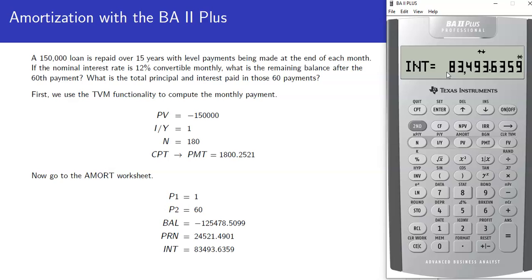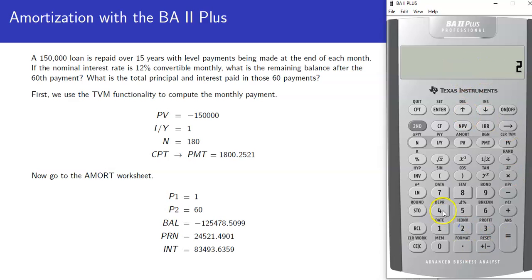And we can check that those numbers make sense because we know what the total amount of payments we've made. We know that we're making payments here of $1,800.25 roughly, and we've made 60 payments. The totality of that is $108,015.